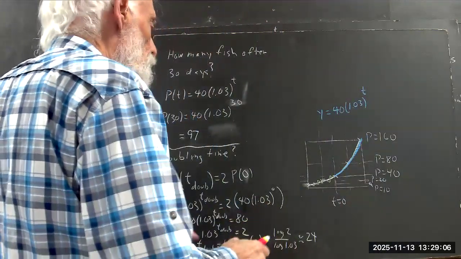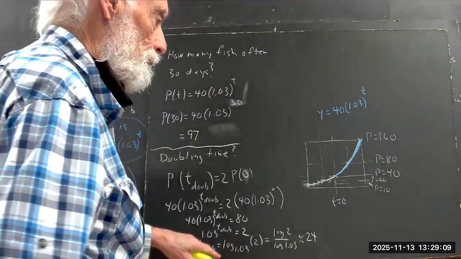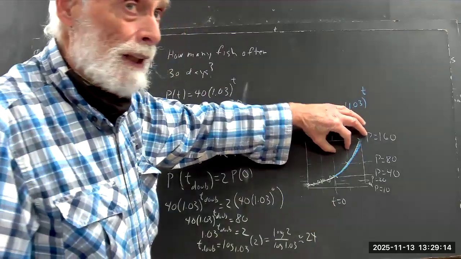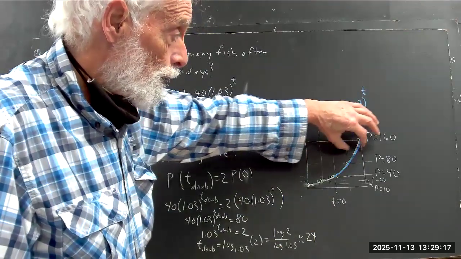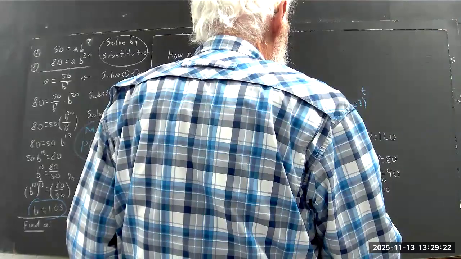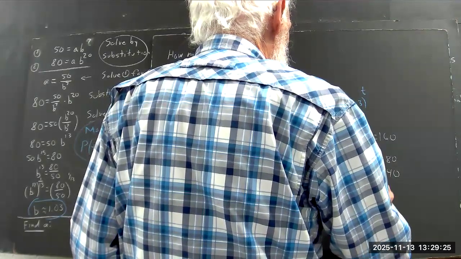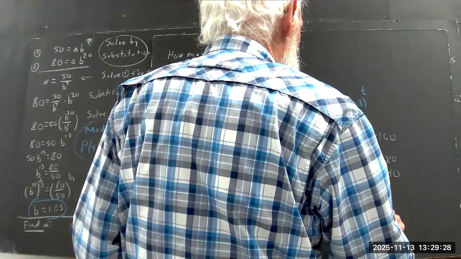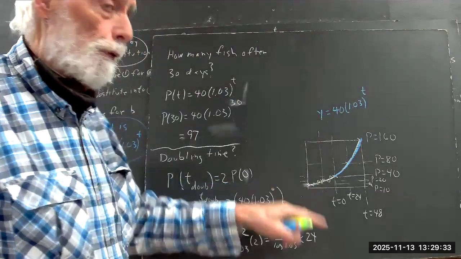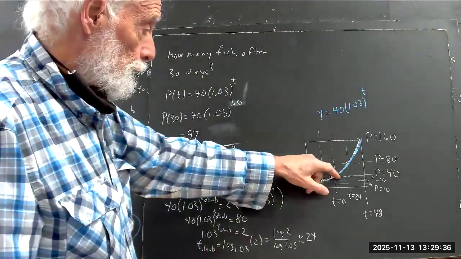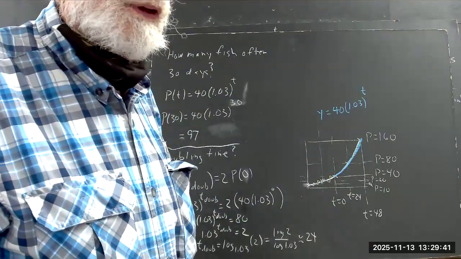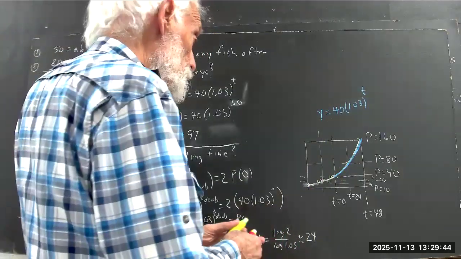Now that we've got the doubling time, these are doubling times. Every time you go over one line, the value doubles. So this would be t equals 24. This would be t equals 48. And you'd have negative 24 and negative 48 over here. But since we're not interested in what happened before we started, we don't bother with that. We've got this much of the curve.